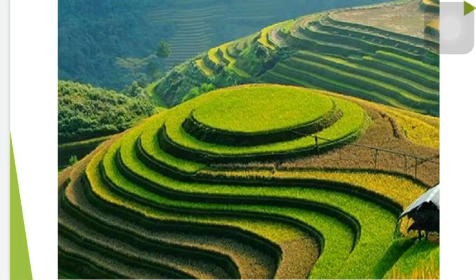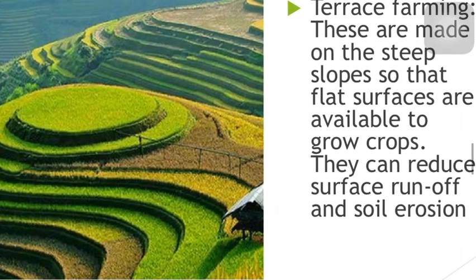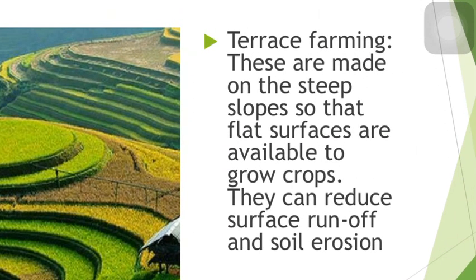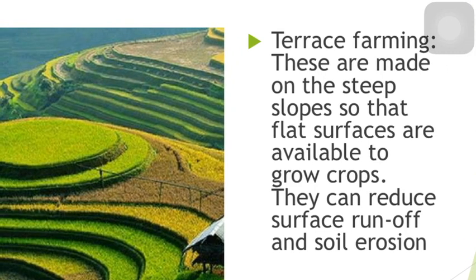Now children, some methods which are good for conservation. Here you can see terrace farming. Terraces are made on the steep slopes so that flat surfaces are available to grow crops. They can reduce surface runoff and soil erosion.